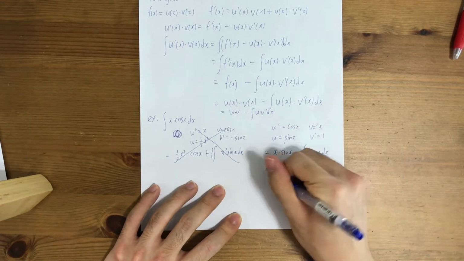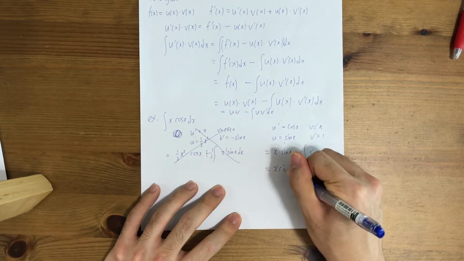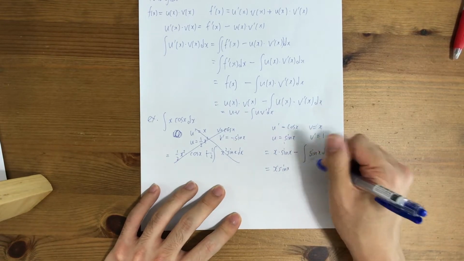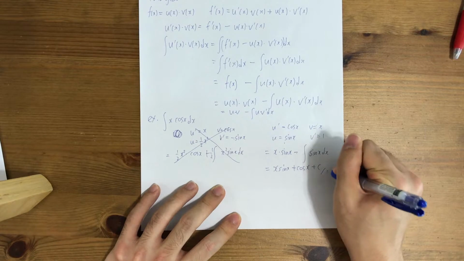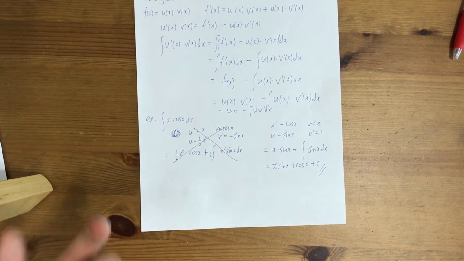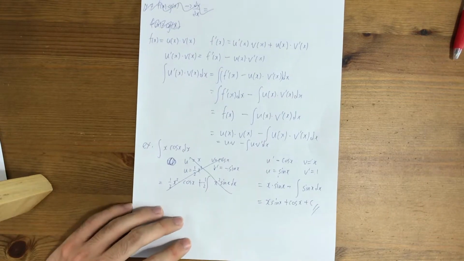And now you can do it, right? Because x sine x should be the same. This one, it's negative cosine, but we have minus, so we have plus cosine x and plus c. So this is how we can use integration by parts to integrate a function, okay?